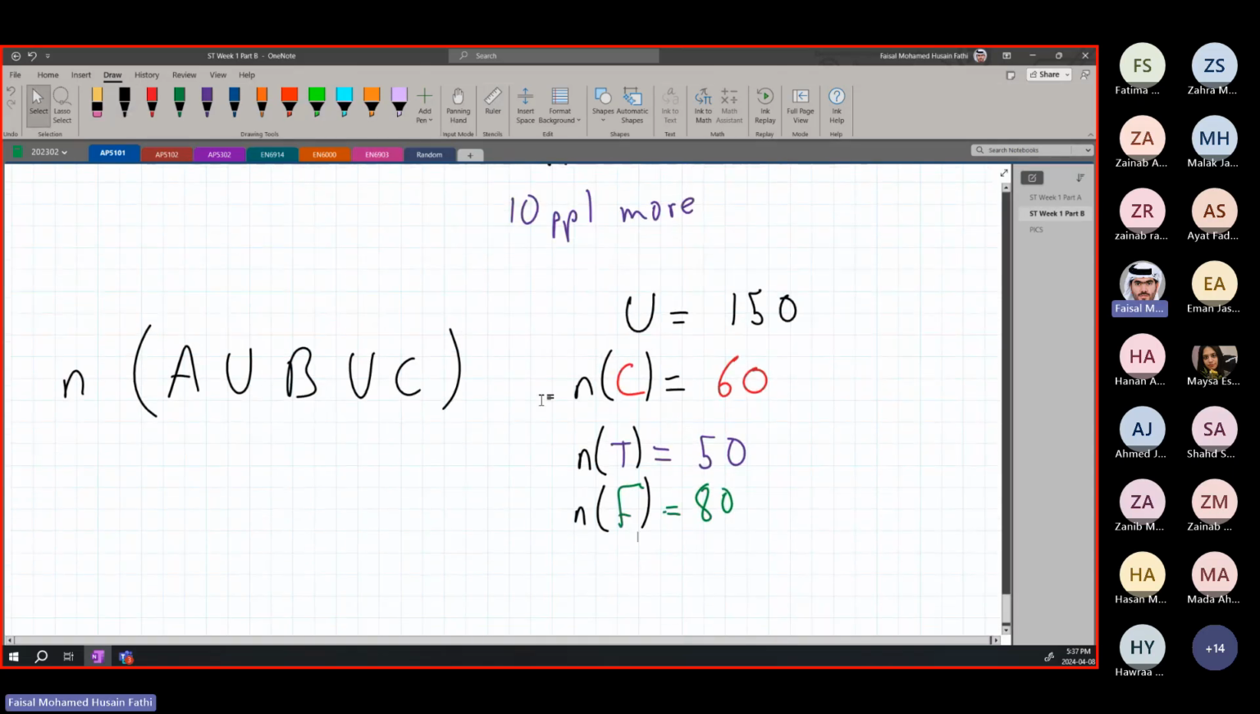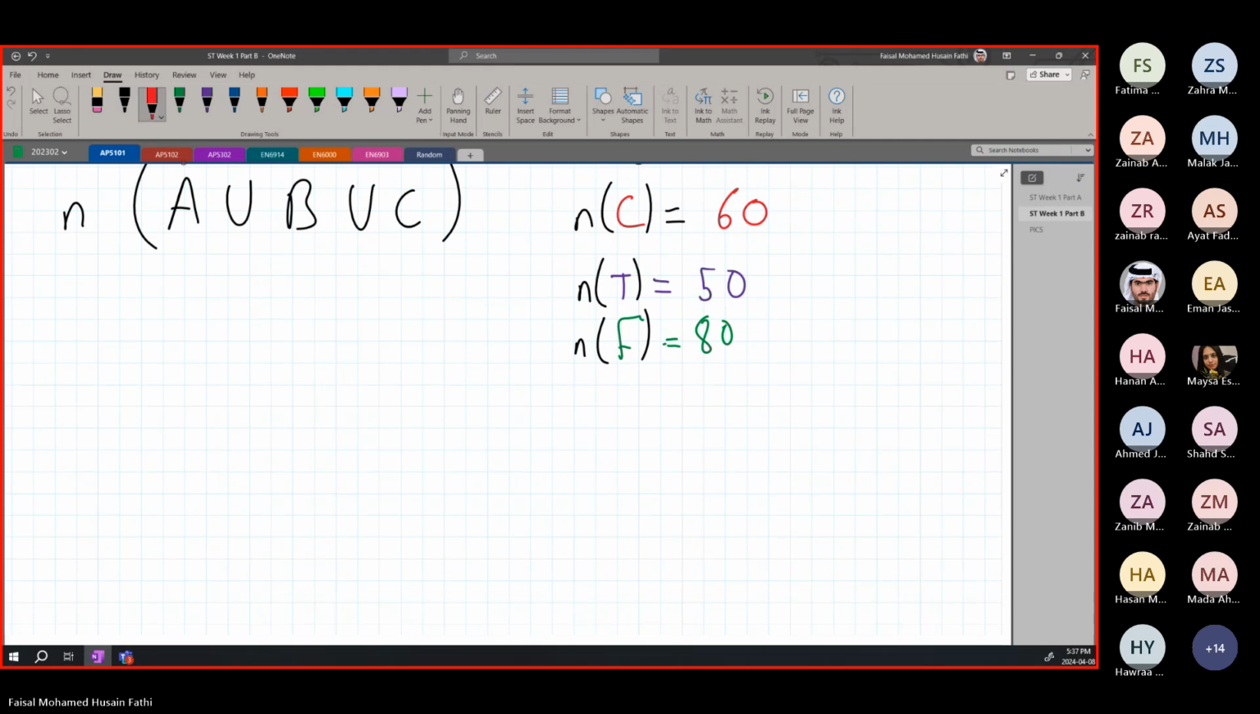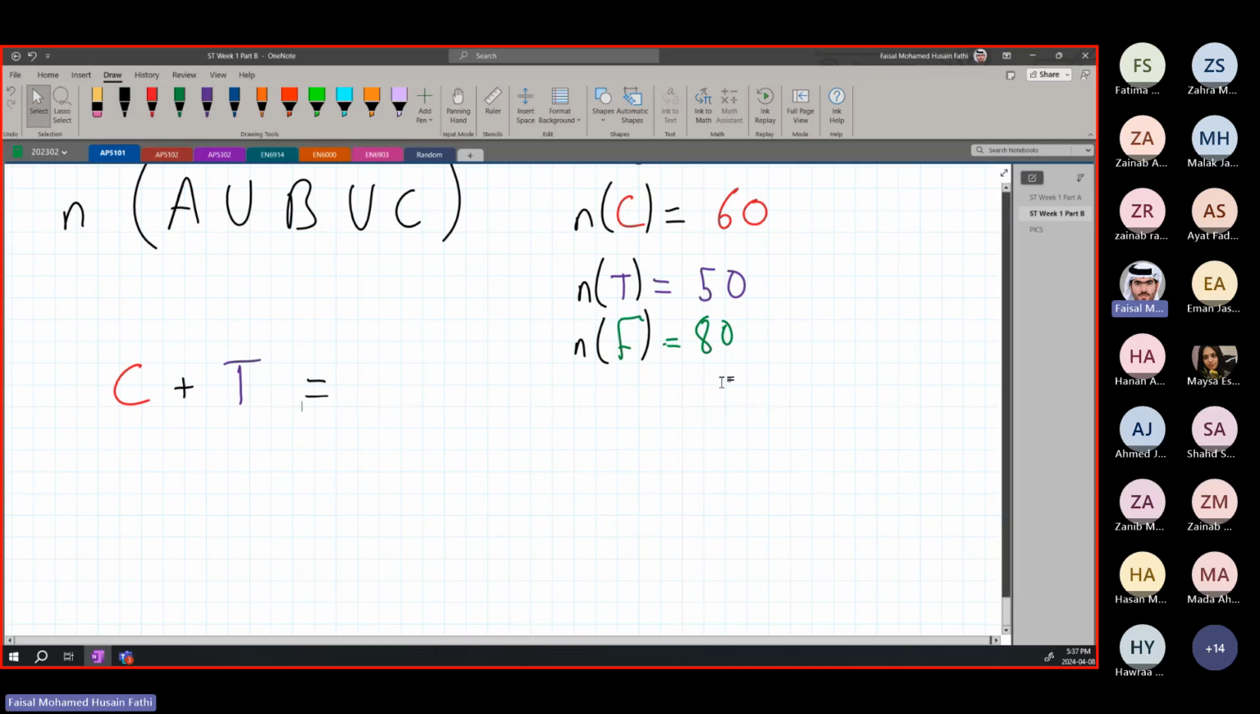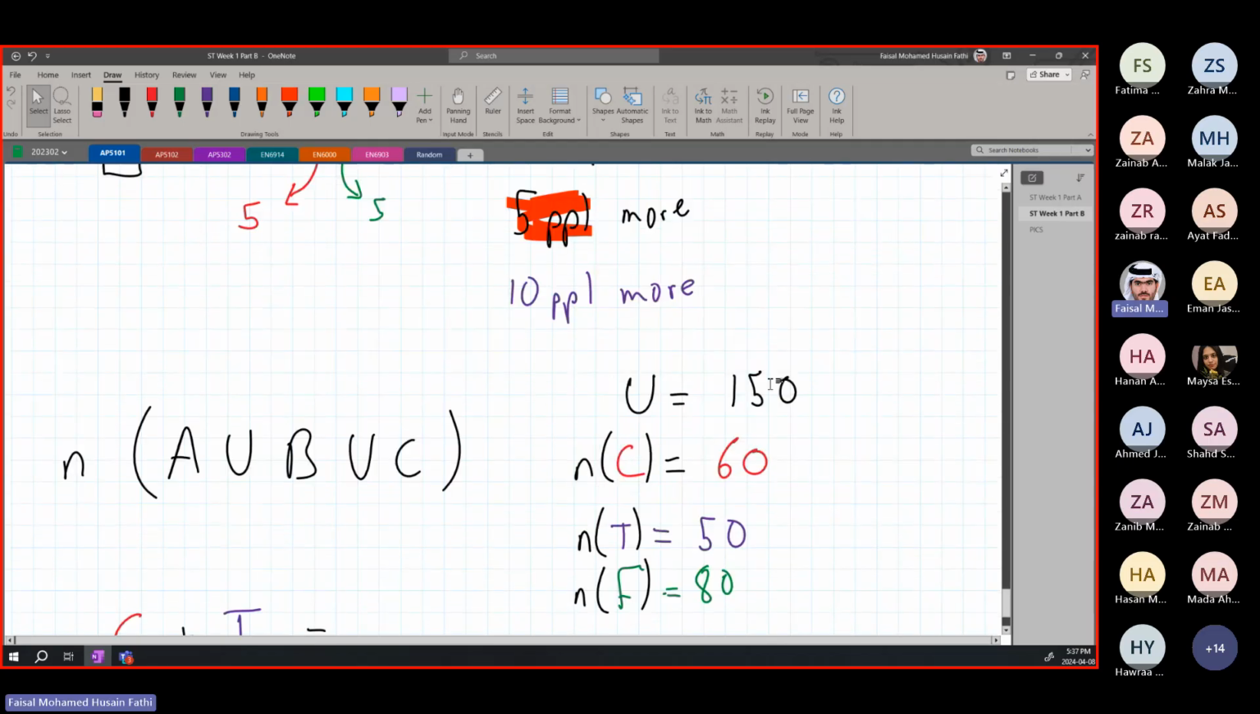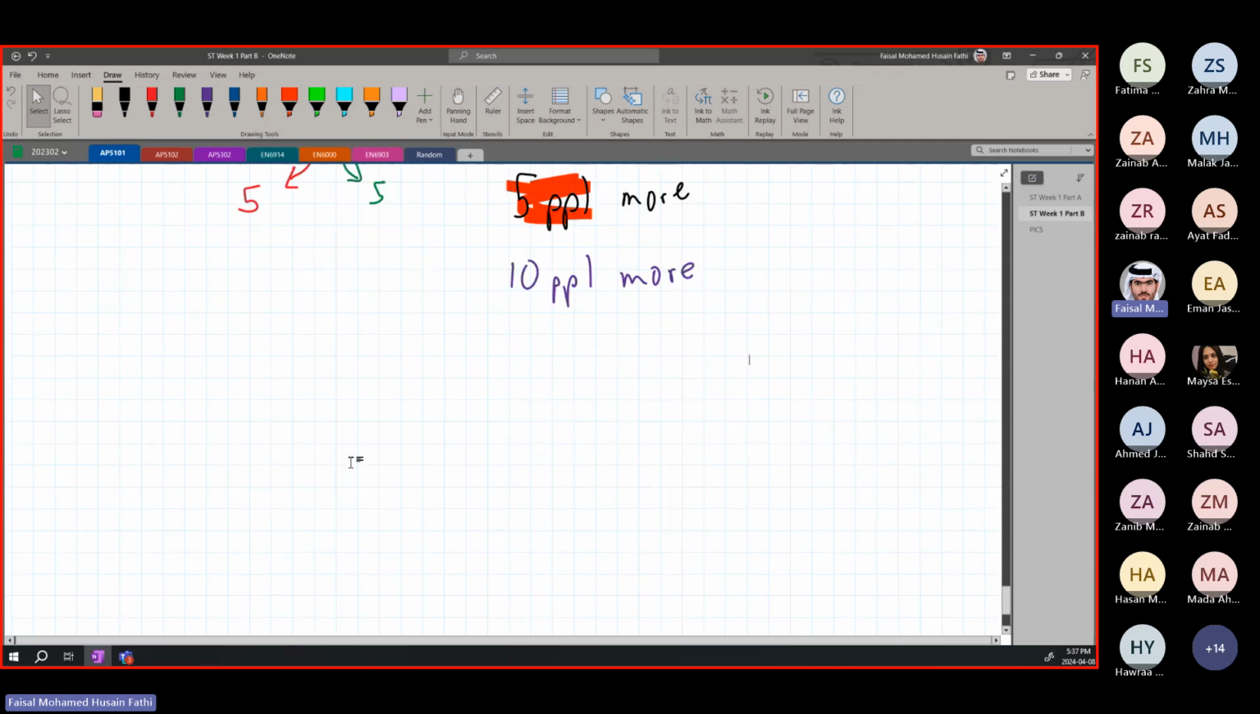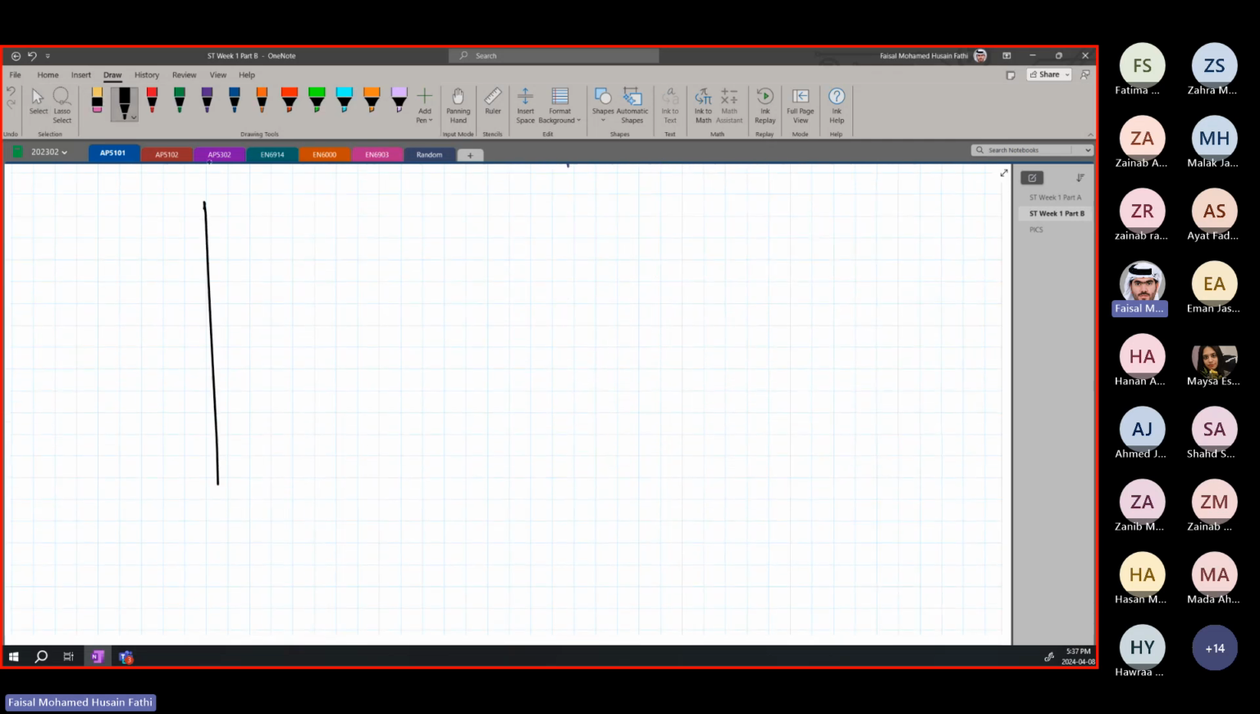Now we also have the number of students. So N of C, when we have C plus T, we have C plus T, which is the students that like both of these. Then I want to actually solve this in the easiest way I can think of, which is by doing a Venn diagram so you guys can see the bigger picture.